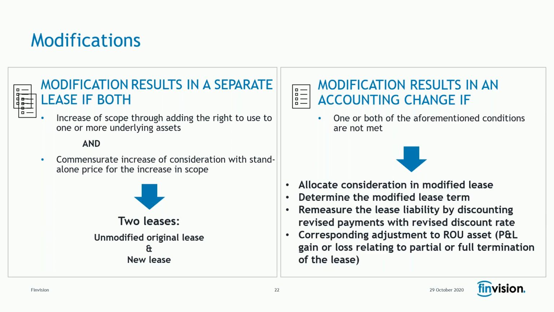And then the change will be the new difference. You will do an adjustment to the right-of-use asset. Sometimes, and I will show you, you may have a gain or loss relating to, for example, a partial or a full termination of a lease. The difference between the asset and the liability will result in a gain or loss that you will have to recognize. But I also have an example for that.